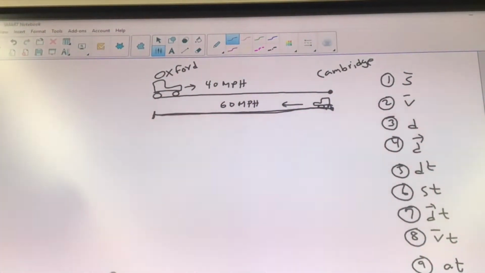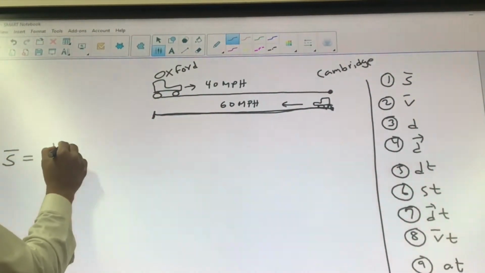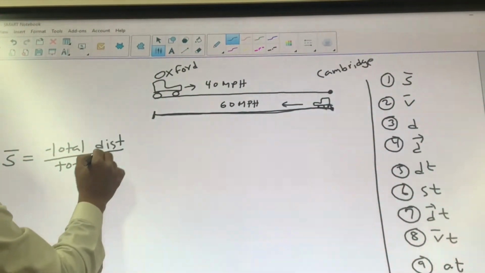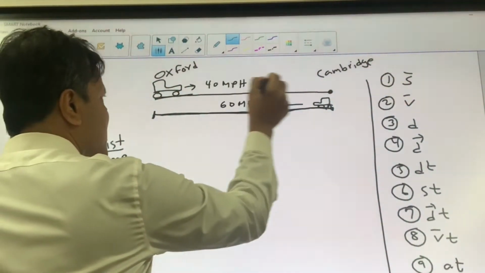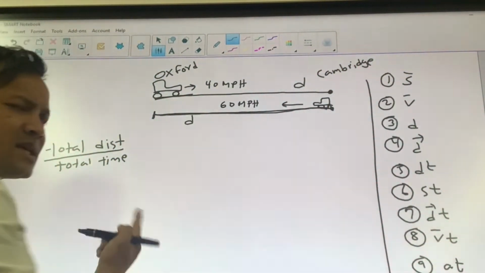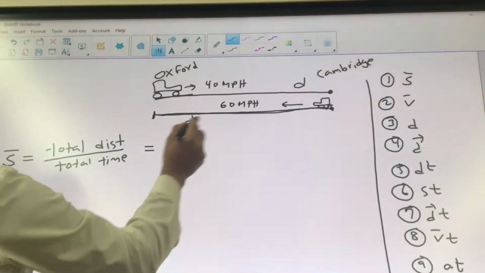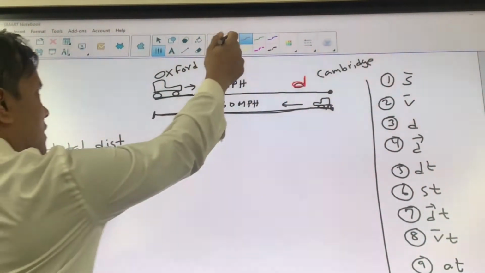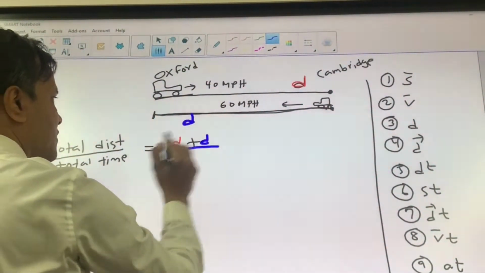Okay, let's start with the average speed. Average speed is equal to total distance over total time. All right, distance is not given. So what we can say is, from Oxford to Cambridge is d. From Cambridge to Oxford is of course d, because the distance remains the same. So the total distance is d plus d, so 2d over the total time.